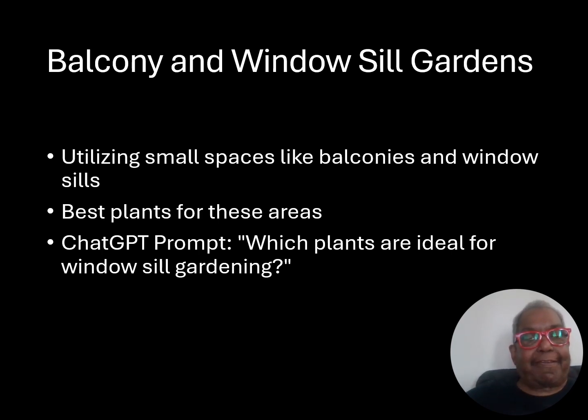Utilize small spaces like balconies and windowsills. That's what I'm doing. I use a windowsill. I'm going to start growing fruit on the other windowsill. And you can ask ChatGPT which plants are ideal for windowsill gardening. I haven't done that, and I probably will.